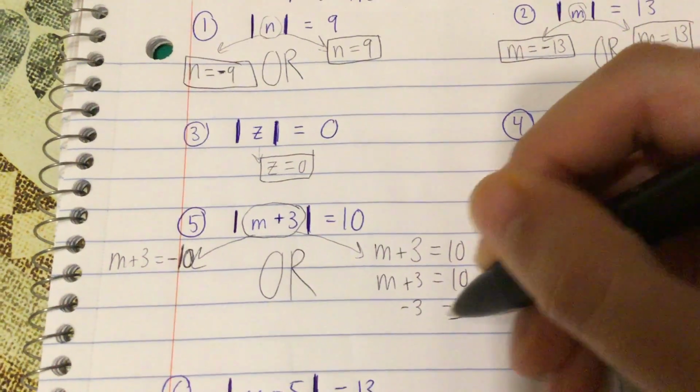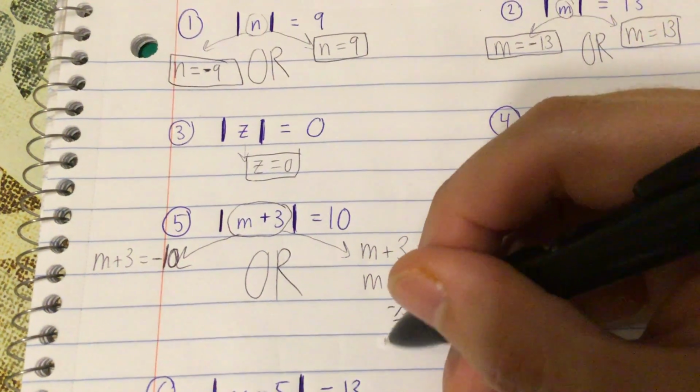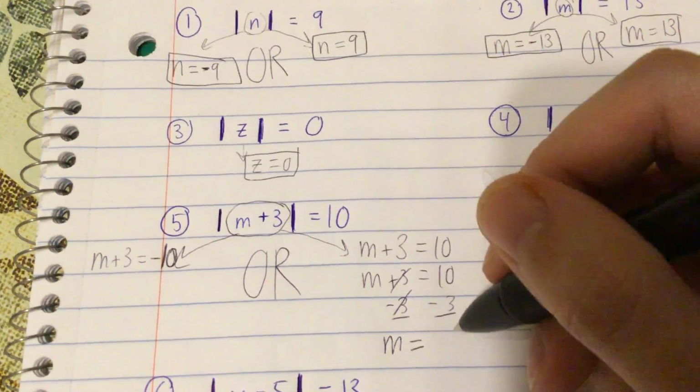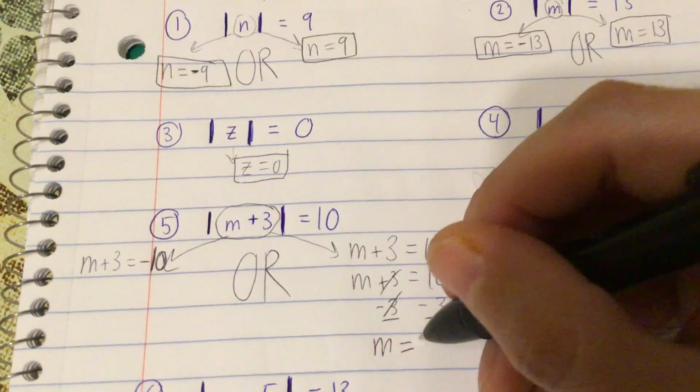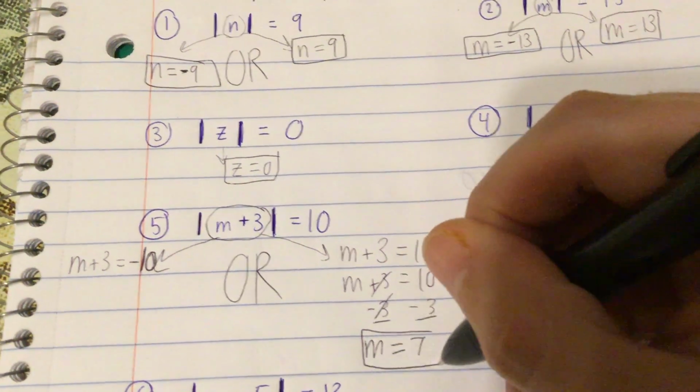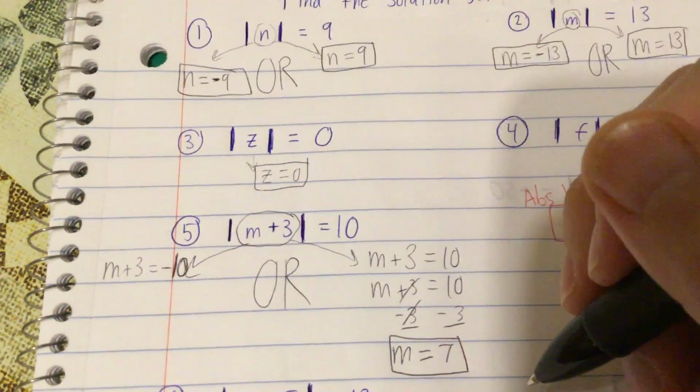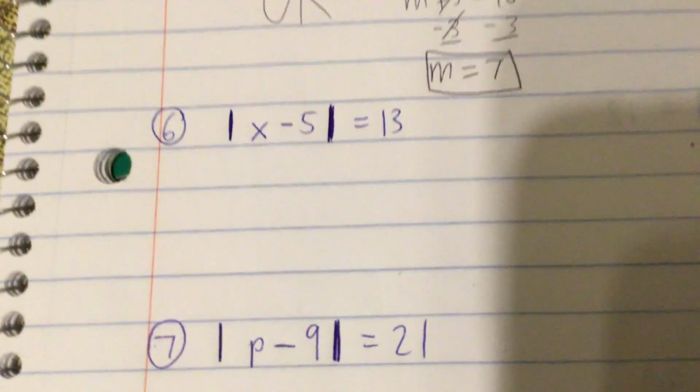Subtract 3 on both sides. I've undone the layers of M. So 10 minus 3 is 7. So M equals 7. I am done. I'm going on to problem number 6.